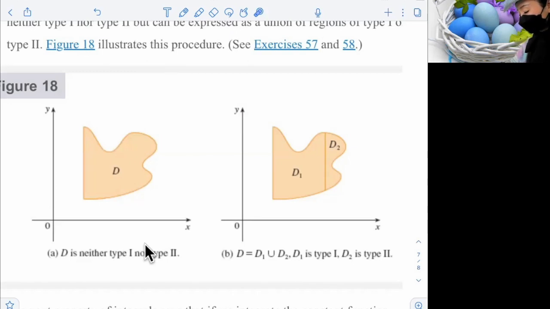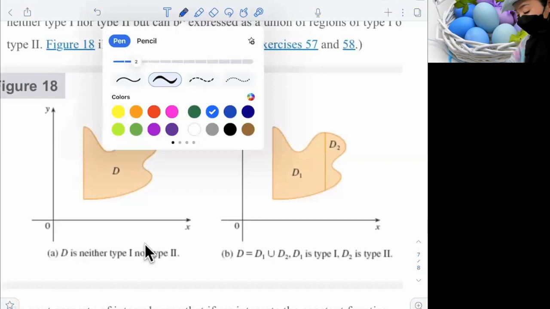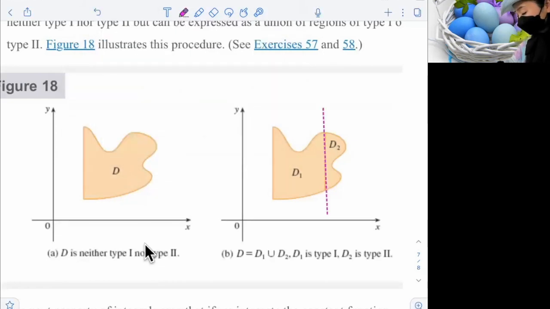You can actually divide it. Okay, so what do we do? We're going to divide this. Okay, divide that. So then this region over here is what kind of region? D1, type 1 or type 2? When you draw the arrow, it is what? Yeah, it is a type 1, right? It's a type 1 region. And then what about this part here, D2? What kind of region?